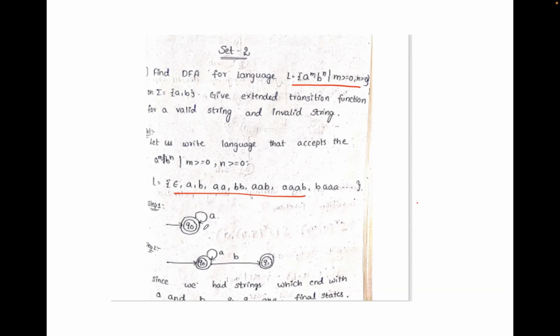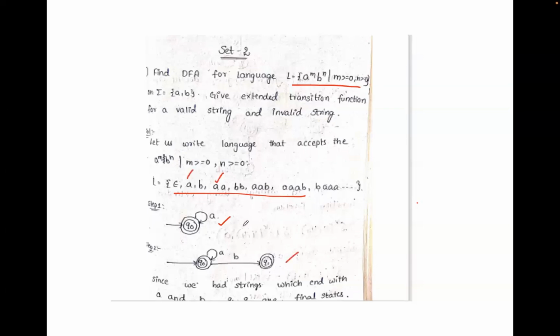First, take Q naught. This is the initial state and also a final state. This state will accept all possible combinations of only A's, so here the starting state and ending state are the same. It will accept AA or a single A, three A's, and so on. And if you extend it further, here you can see step 2.